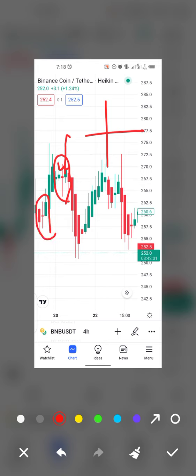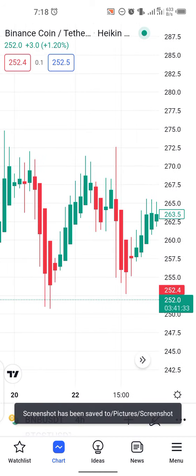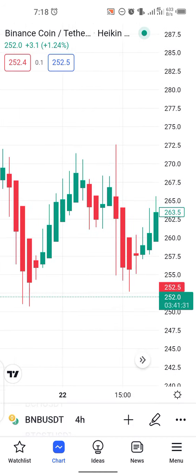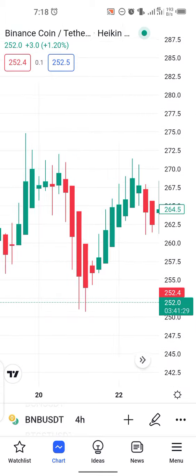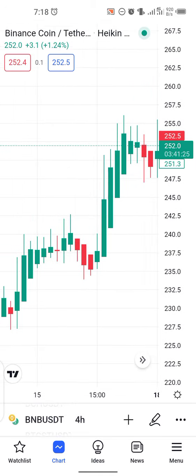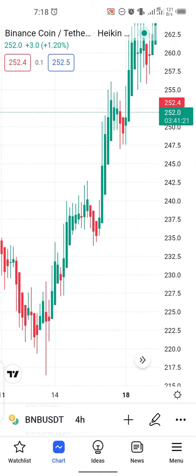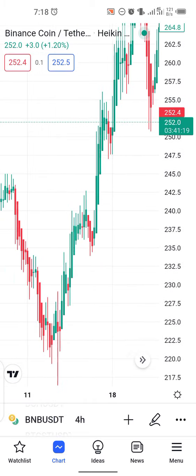Now, such dojis, when they are formed in a trend, so how do you see a trend? That's also very important for us to know. You see, this was a trend. A trend is that movement of the market. Like you see, this was an upward trend. I hope you see, this is an upward trend.